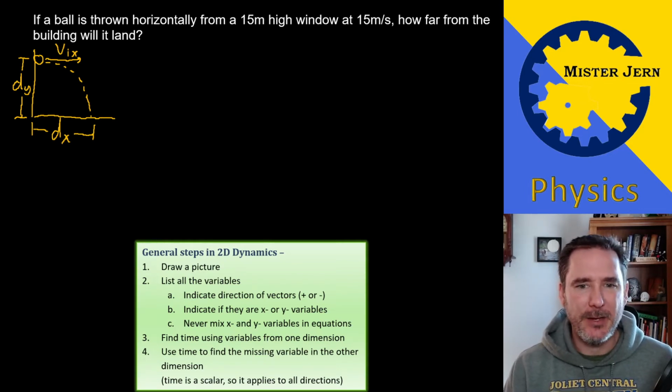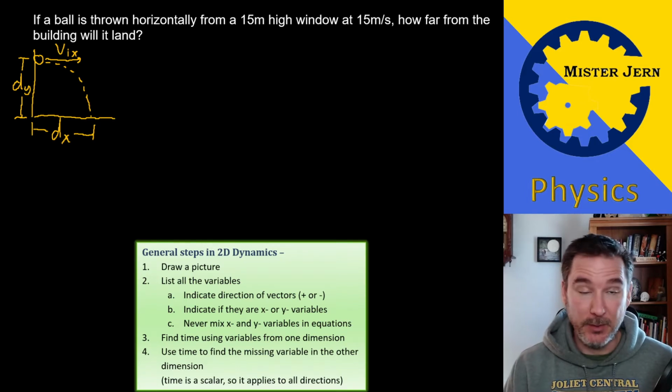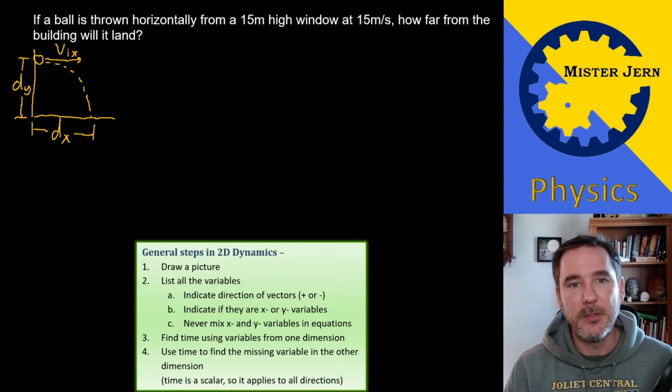Second, we're going to list all the variables. We're going to indicate the direction of any vectors we have, and we're going to have a few. We're going to indicate if they are x or y variables, and we need to do that because we never want to mix x and y variables in equations, at least when doing these problems. So I'm just going to go through and list all of them.